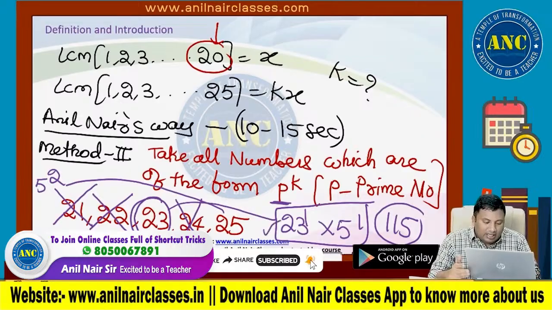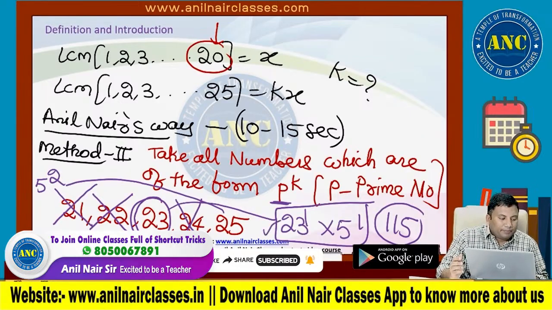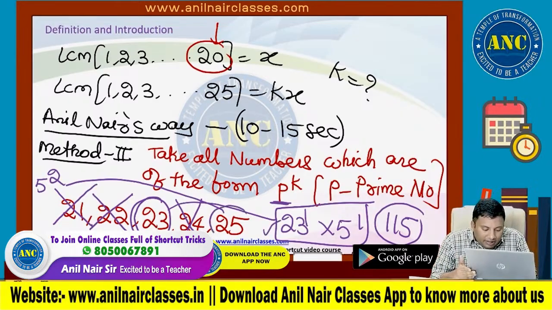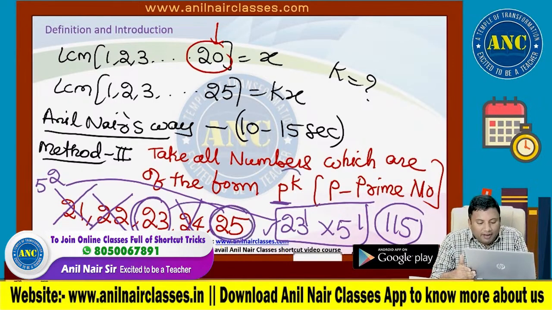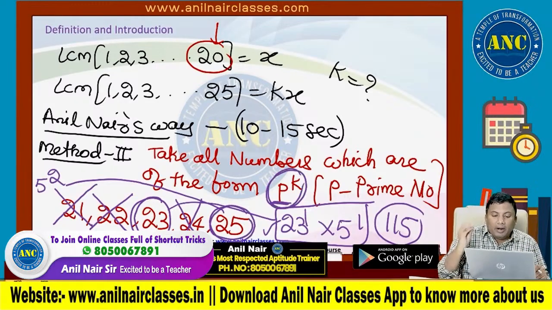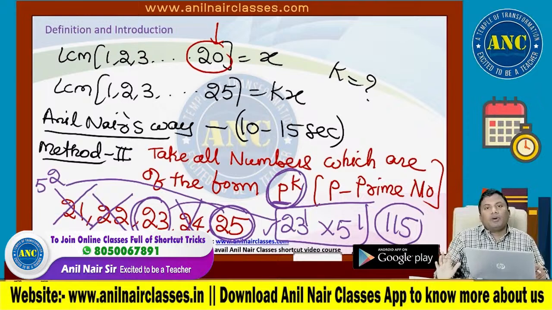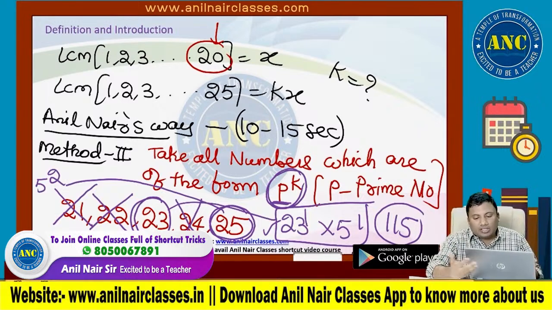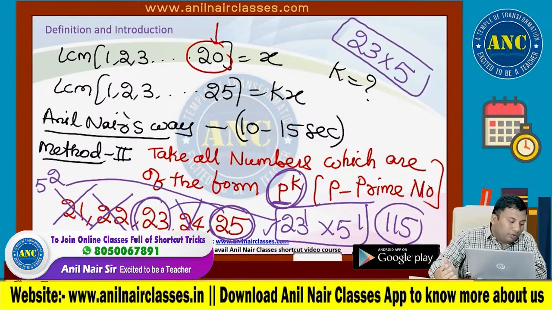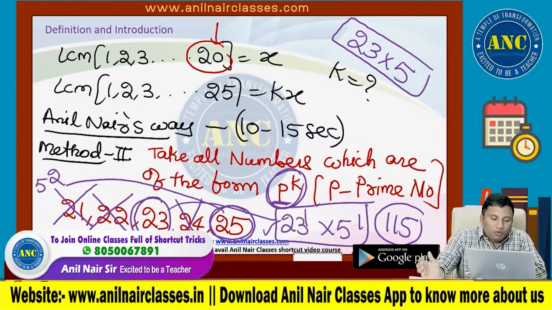Please write it. 24 is 8 into 3, eliminate it. 25 is 5 square, which is of the form p power k. But till 20 there is one power of 5 that will come, so one extra 5 will come. Answer is 23 into 5. 23 into 5 is 115.